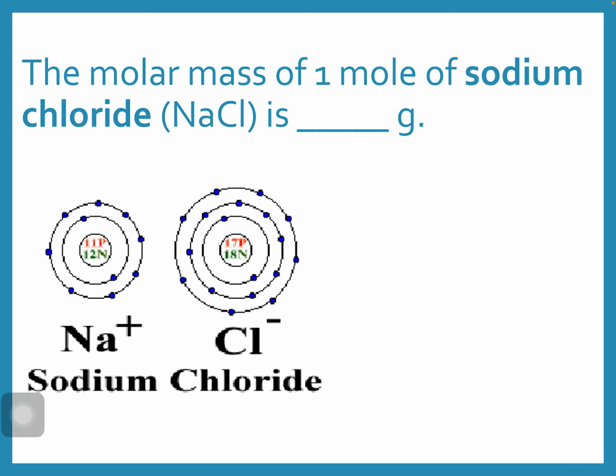And last one here, molar mass for 1 mole of sodium chloride. So sodium is 22.99, chlorine is 35.45, and when we add those together, we get 58.44 grams.